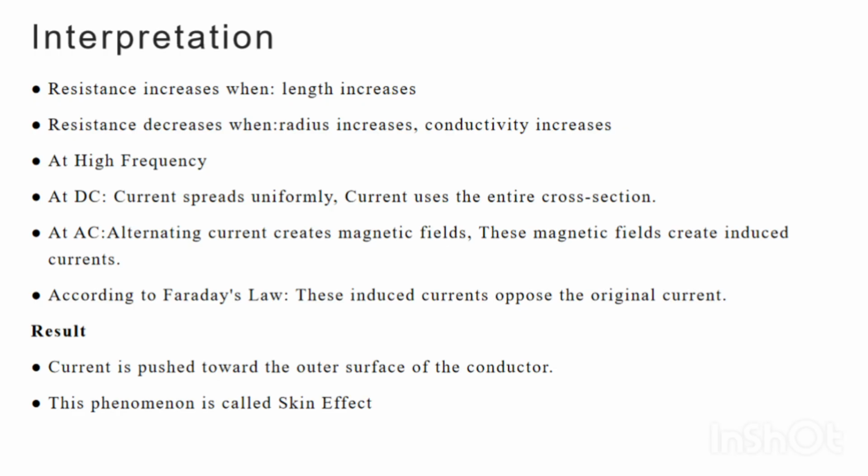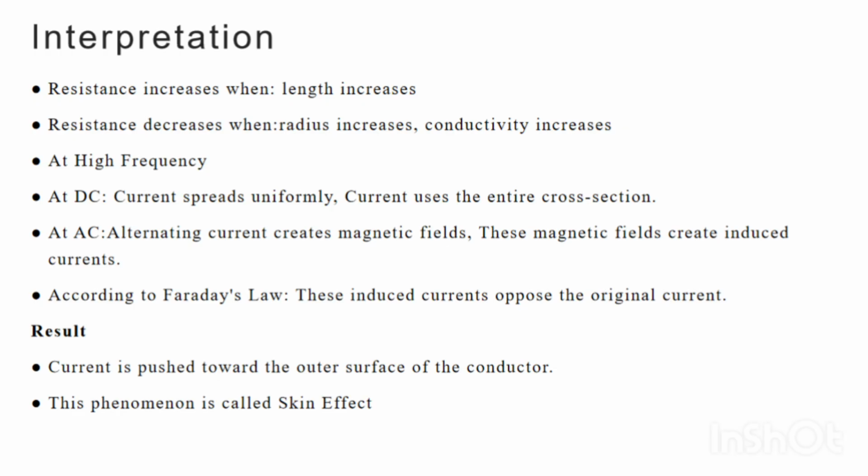Okay, since we have already discussed the DC resistance of the wire, now it is our turn to discuss the AC values, right? Whenever an alternating current is flowing through a conductor, it will produce a magnetic field. Whenever a magnetic field is produced, it produces an induced current. According to Faraday's law, this induced current will actually oppose the flow of the actual current which is flowing in the conductor.